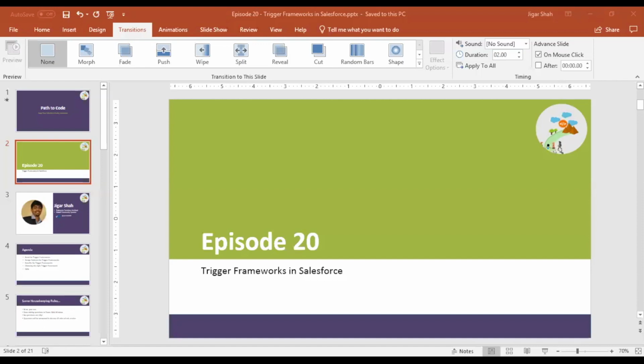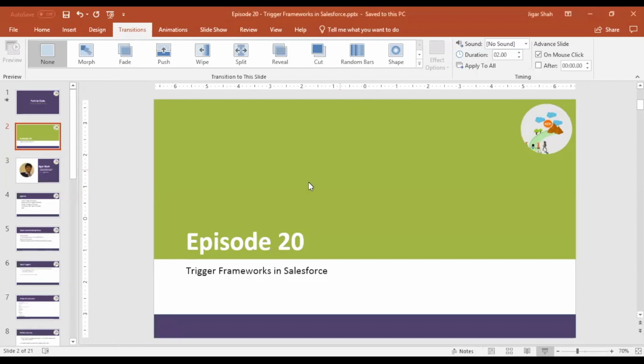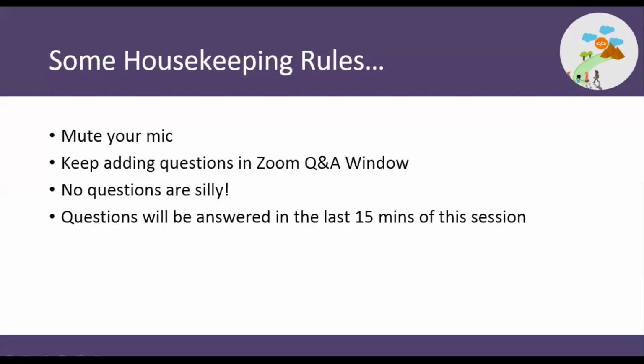Hey, Jigar, I think your screen is paused. We are only able to see the first screen. Okay. All right. Can you see it now? Yeah, I can see now. All right. Perfect.